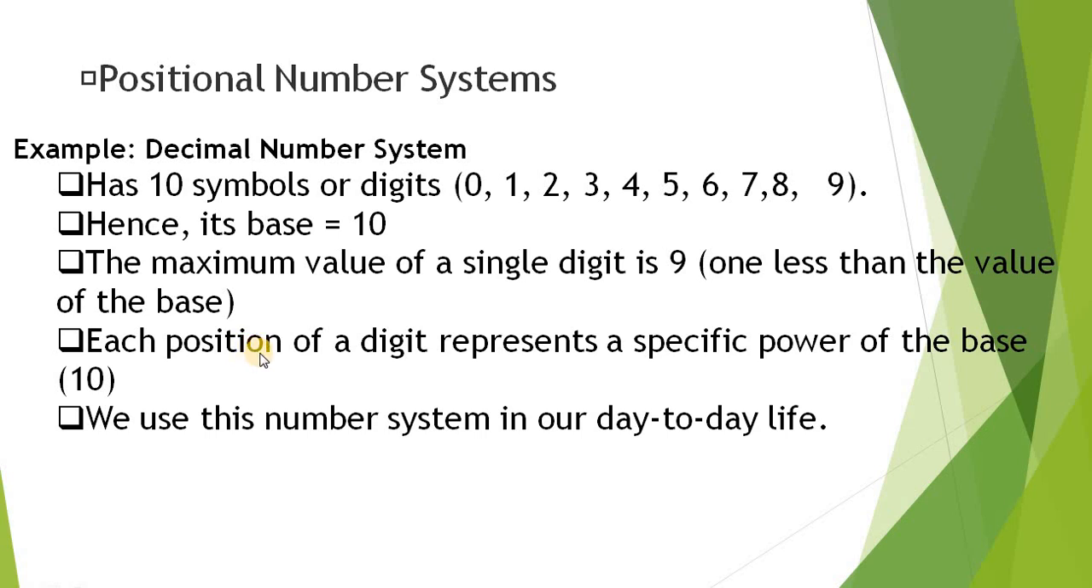In a positional number system, each position of a digit represents a specific power of the base. So when we are dealing with a positional number system, it is always important to understand the base of that number system. If it is a decimal number system, the base is 10. If it is a binary number system, the base is 2. If it is an octal number system, the base is 8, and so on. We can have different number systems, and each consists of a base, and the value of a digit depends on the base we are using and the position of that digit.